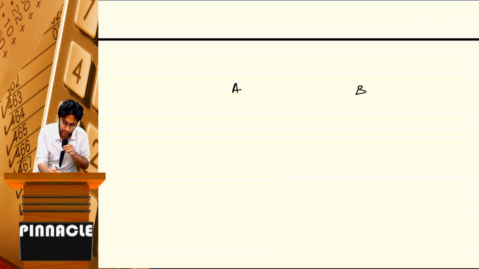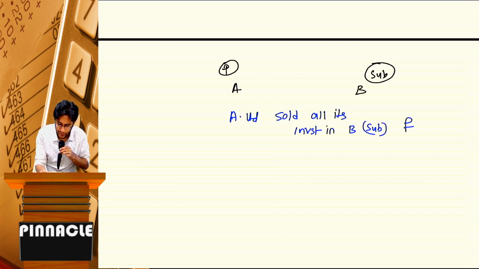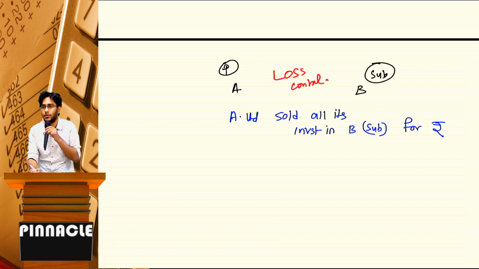A, B. This one is the parent. This is the subsidiary. A Limited sold all its investment in B, which was a subsidiary, for some cash. And this is loss of control. So with loss of control, what should I do, sir? What will you do? You sold the investment. Which activity? Investing.